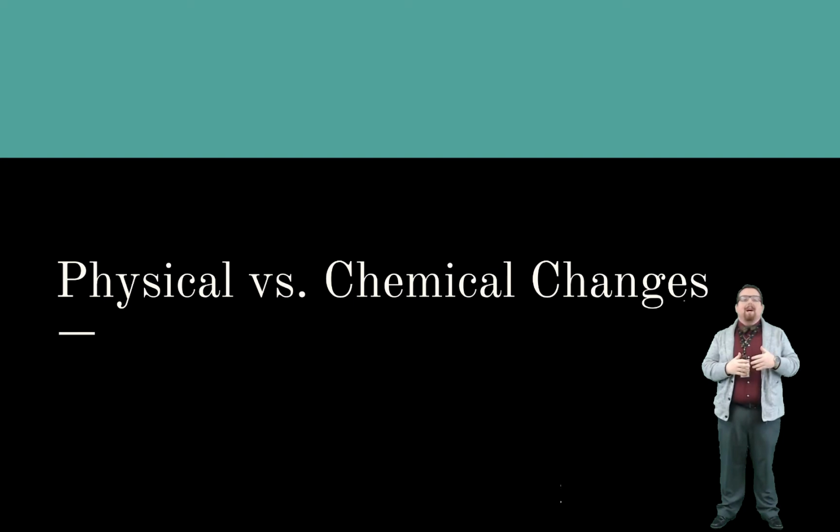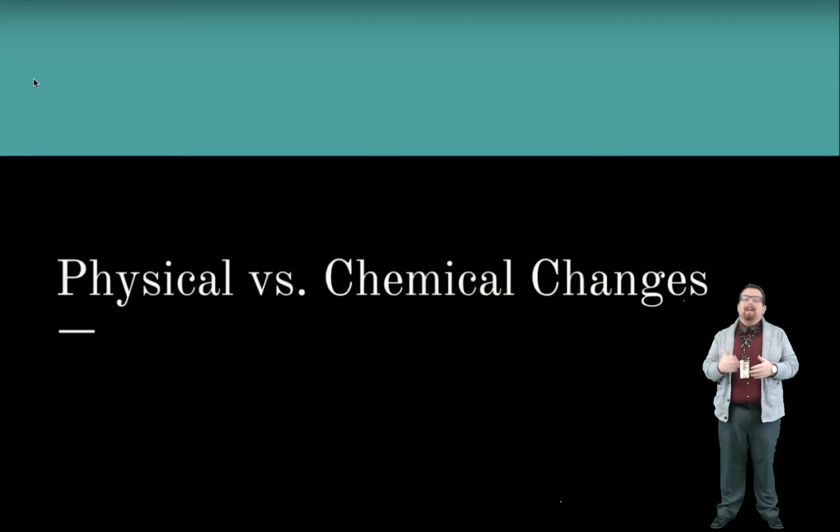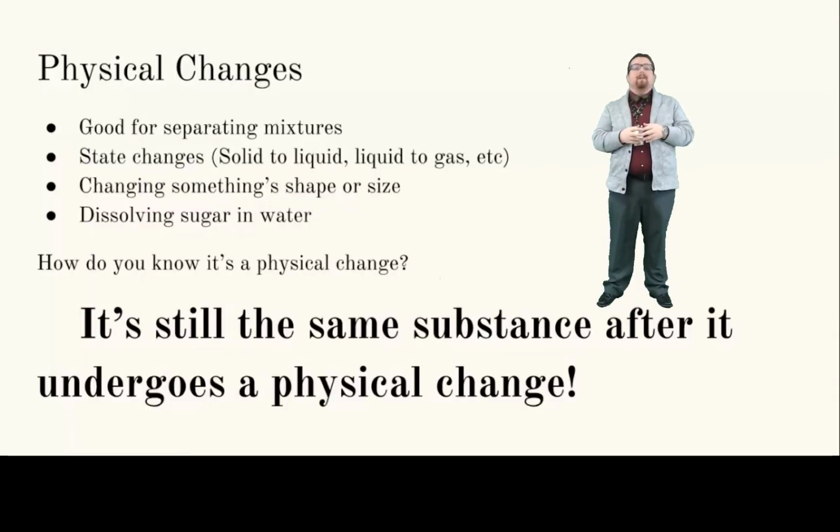Today we're going to be talking about physical versus chemical changes. Physical changes are really good for separating mixtures. They include things like state changes, for example a solid to a liquid or a liquid to a gas, changing something's shape or its size, or dissolving something in water.